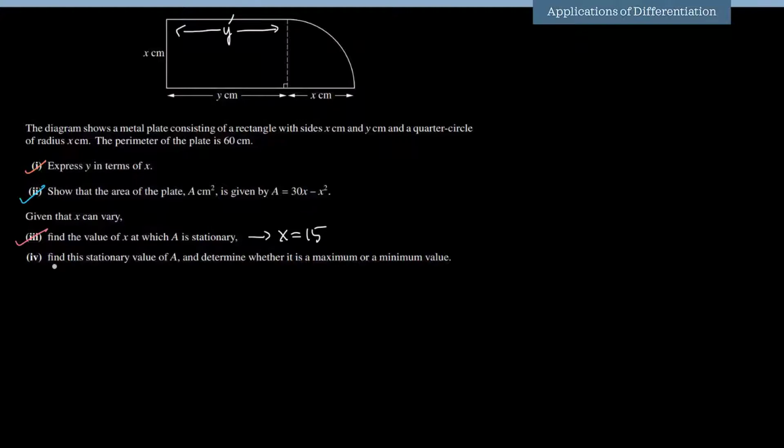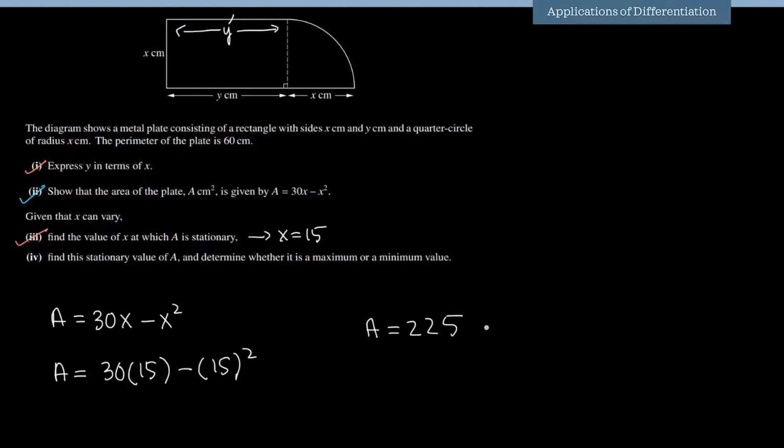For the last part, it is told to find the stationary value of A and determine whether it is a maximum or a minimum value. We know that when A is stationary, the value of x is 15. So to find the corresponding value of A, I'll put this value of x in my equation of area. Area is equal to 30x minus x square. So the stationary value of area would be 30 times 15 minus 15 squared, which is equal to 225 centimeter square. This is the stationary value of the area.